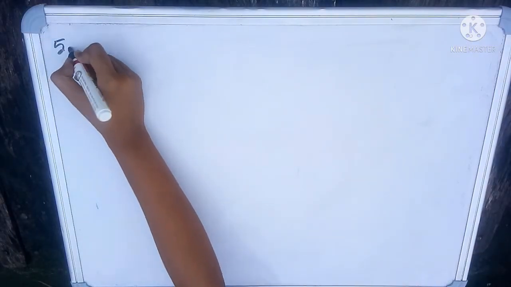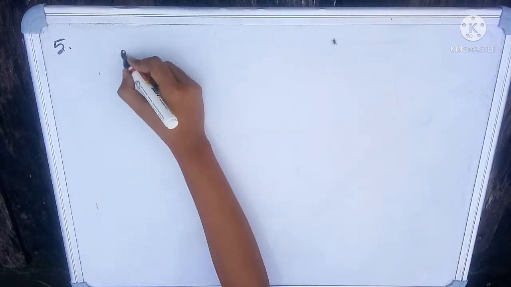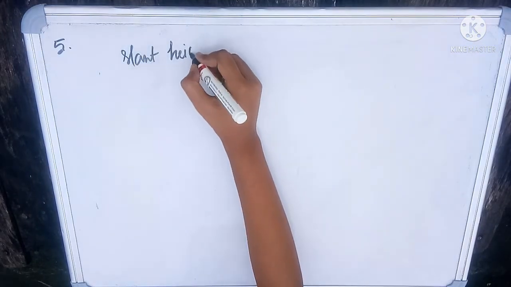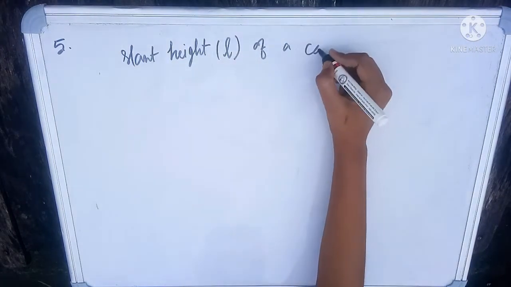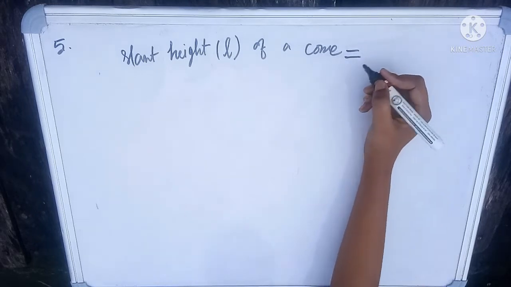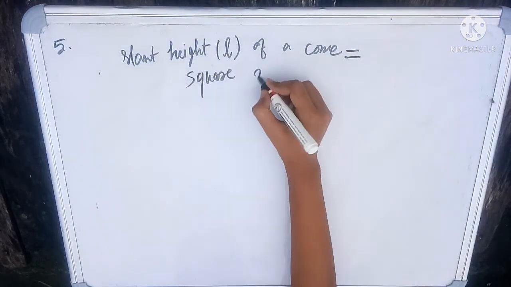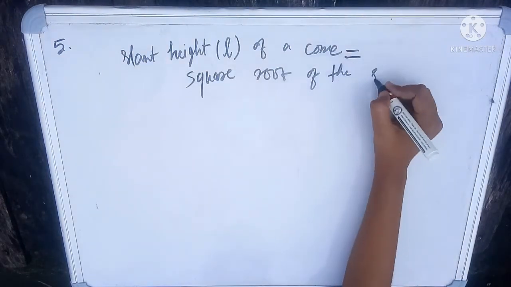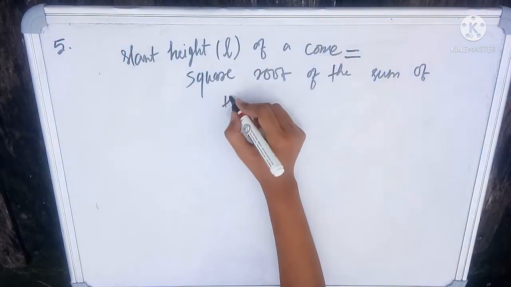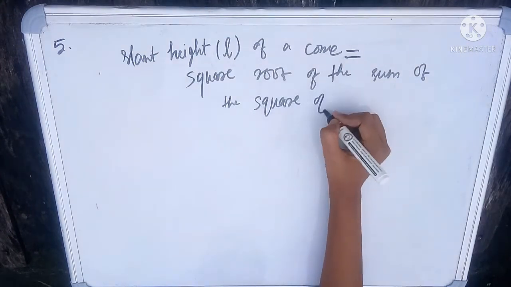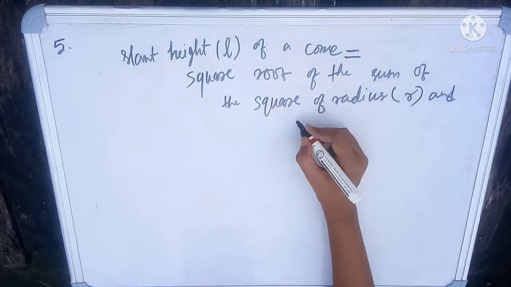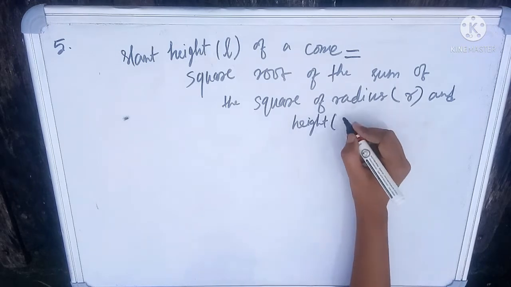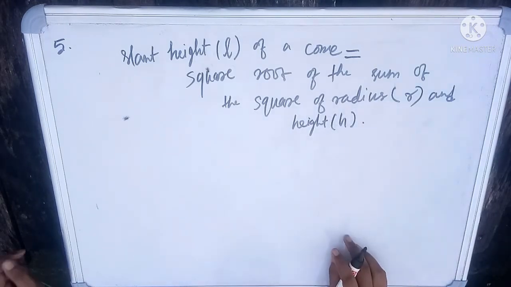In the next question, question number 5, here also we have to frame the formula, and it says that the slant height, which is denoted by small l, of a cone is equal to the square root of the sum of the square of the radius, which is denoted by r, and the height, which is h. Then we have to frame the formula for l.